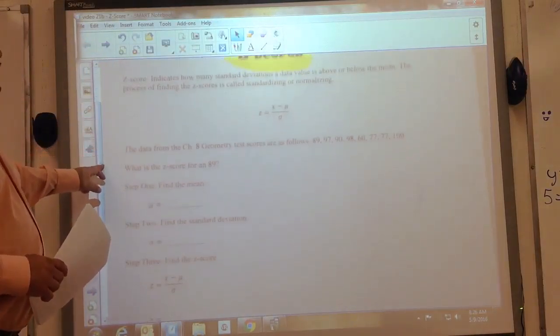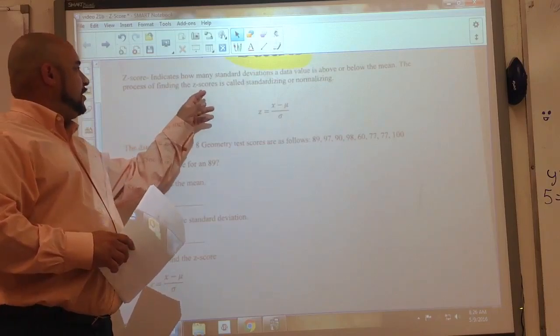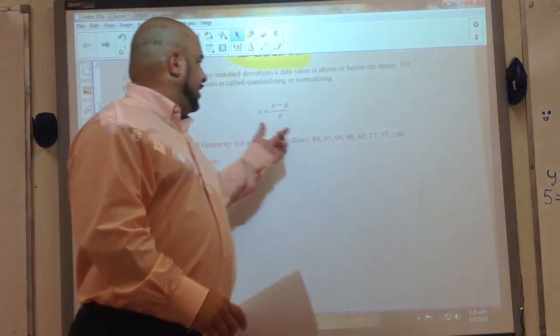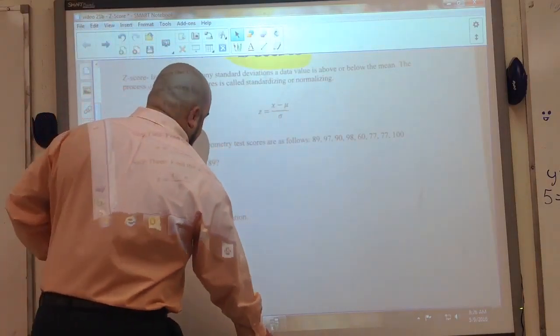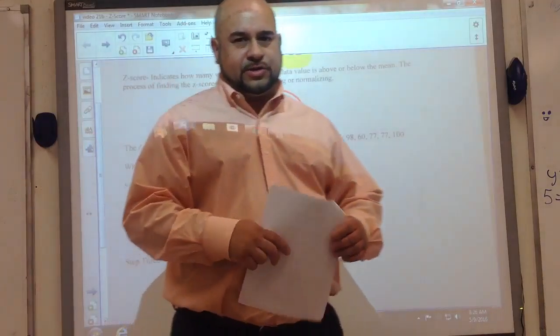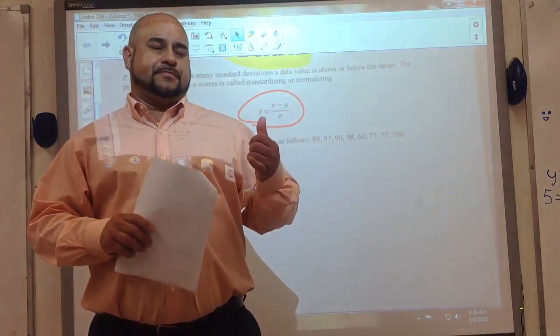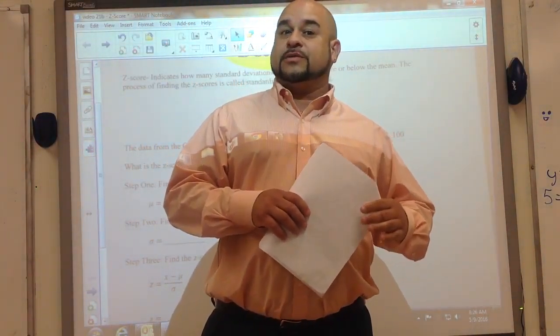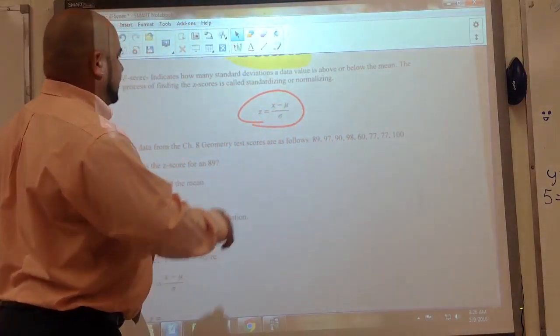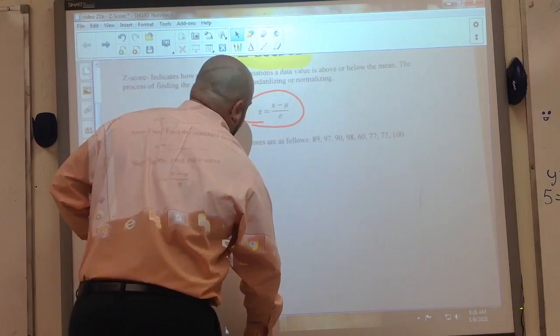The process of finding the z-score is called standardizing or normalizing. Now they give you the z-score formula, which is right here. This formula will also be on your SOL test, given on your formula sheet, so you don't have to worry about memorizing it. You have the different symbols here.